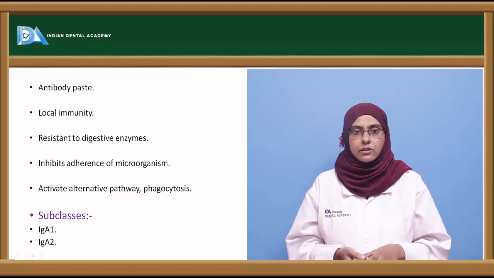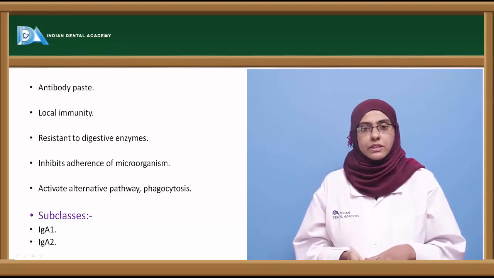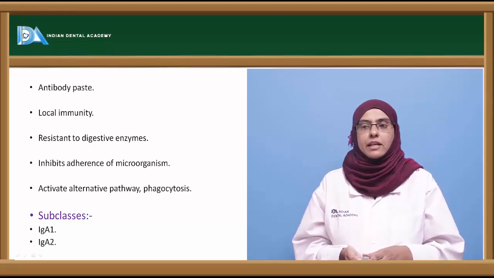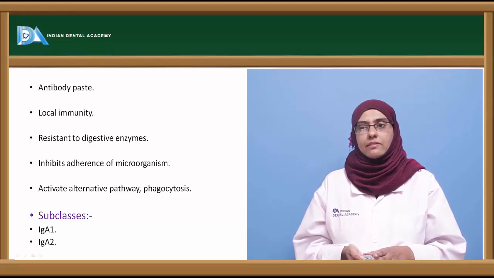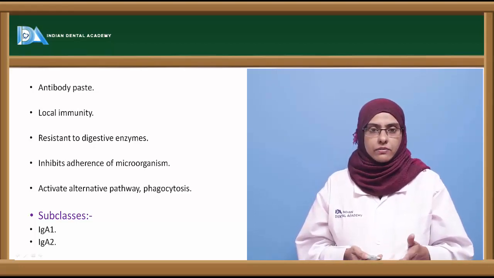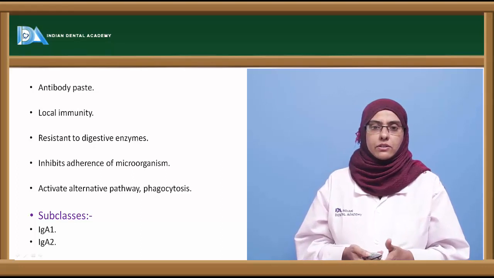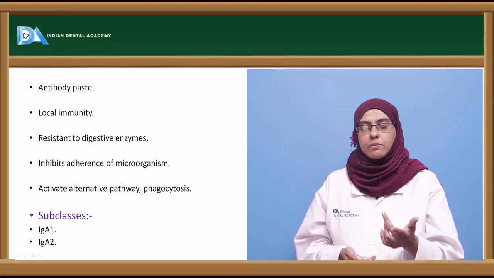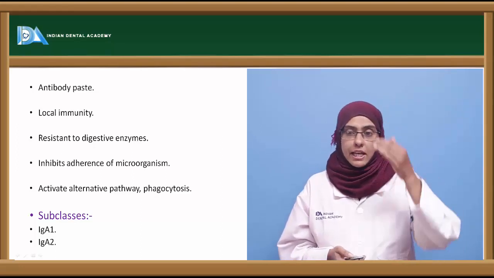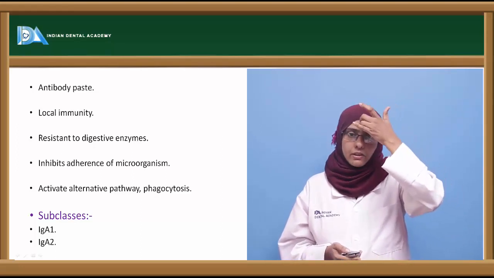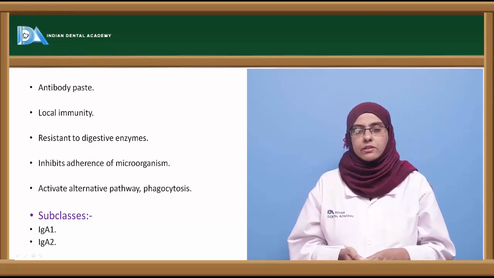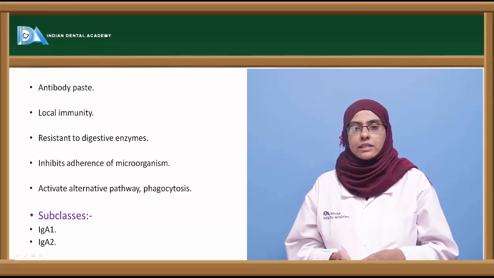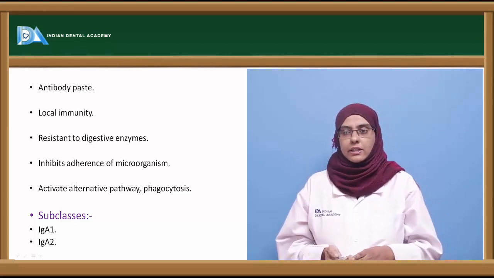And they are resistant to digestive enzymes because of the presence of a secretory component, and they inhibit the adherence of microorganisms by forming antibody paste. They do not activate the complement system directly; the only pathway that can be activated by IgA is the alternative pathway, and they also help in enhancing phagocytosis, acting as opsonins. And there are two subclasses of IgA, called IgA1 and IgA2.